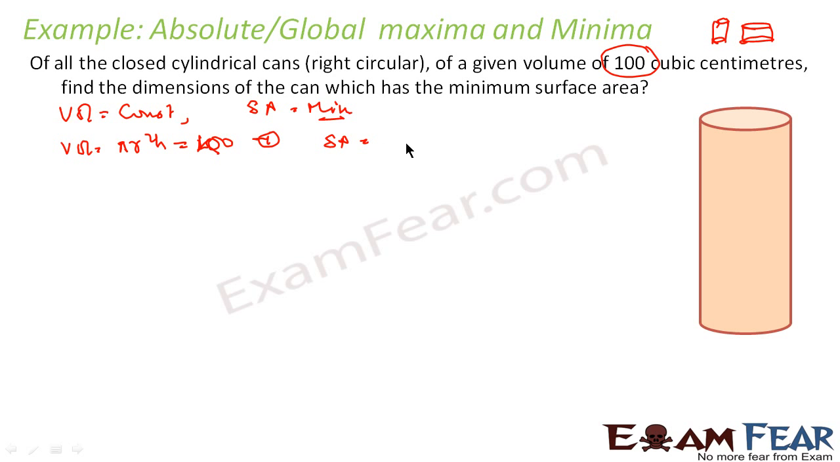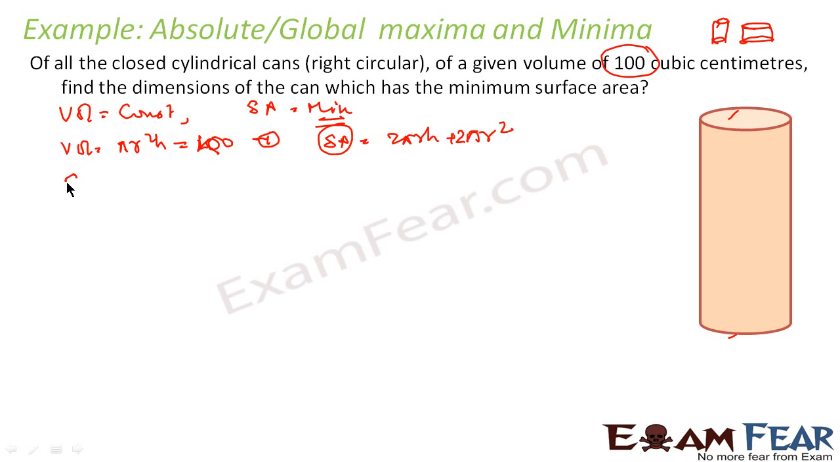And surface area is nothing but 2 pi r h plus 2 pi r square. Correct? 2 pi r h is the curved surface area, and for the two circles we have 2 pi r square. Total surface area is this. I have to find the dimensions for which surface area is minimum.